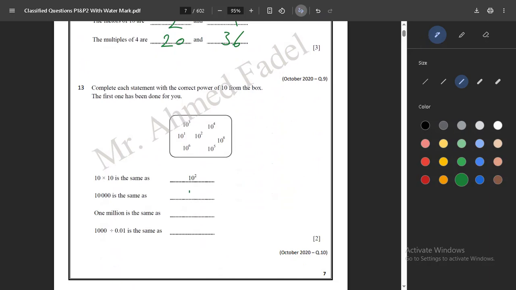10,000 is the same as 10 to the power of, I have 4 zeros, so 10 to the power of 4. 1 million is the same as, Mr., it has 6 zeros, so 10 to the power of 6. 1,000 divided by 0.01. Oh, how can I do this, Mr.? Well, you took this actually last year, and you're going to take it also again this year in Unit 3. If you are dividing by, how can I read this and not say 0.01? It is called hundredth.